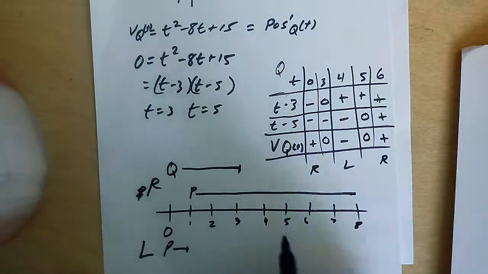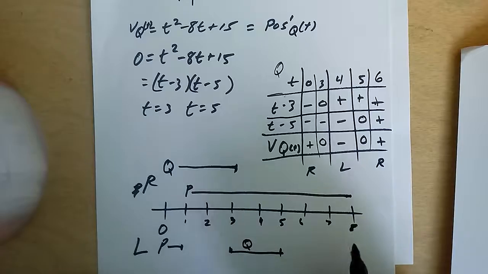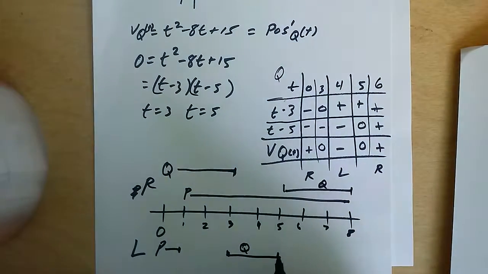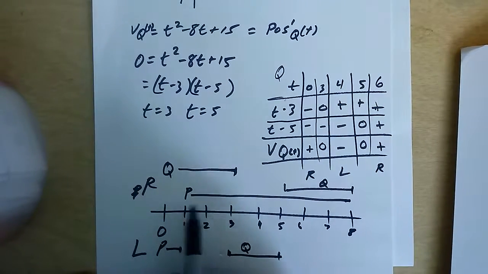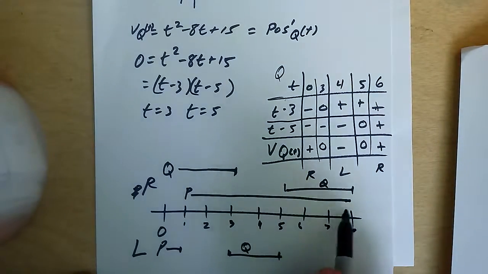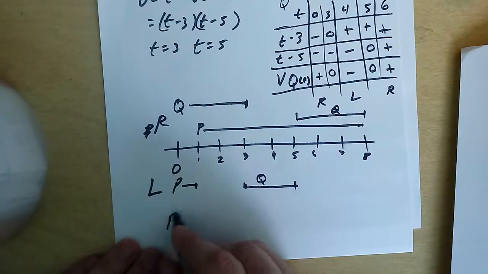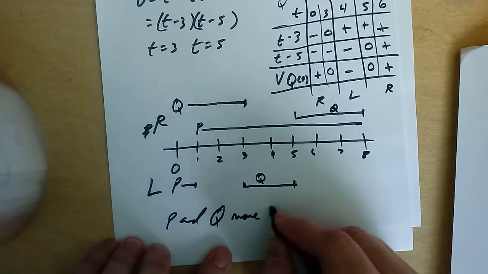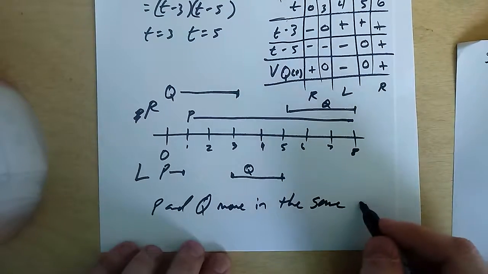So Q's moving right, then it's moving left from 3 to 5, and then it's moving right from 5 to the end. So it looks like the only times that we have overlap are between 1 and 3 and 5 and 8. So P and Q move in the same direction.